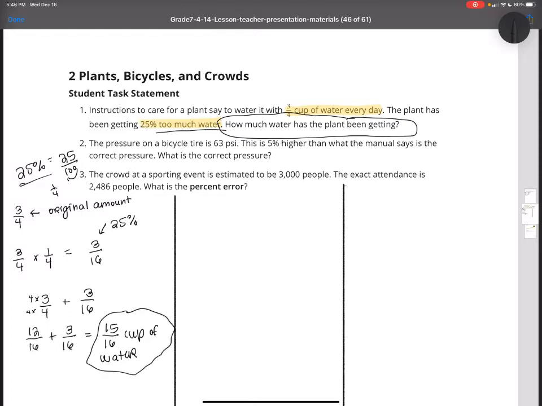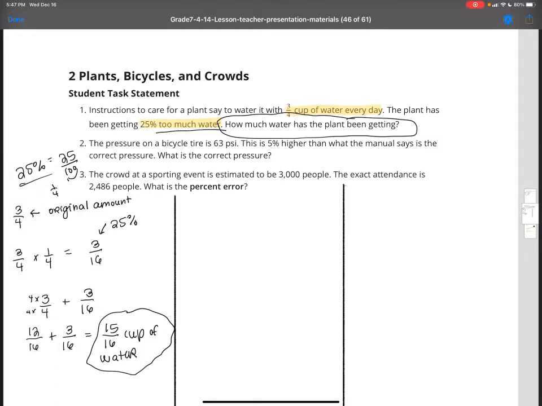All right. So now let's look at number 2. They said the pressure on a bike tire is 63 psi. That's like the pressure unit or something. This is 5% higher than what the manual says is the correct pressure. What is the correct pressure? So we're looking for the original amount, and then I'm going to refer to our proportion tables, okay?